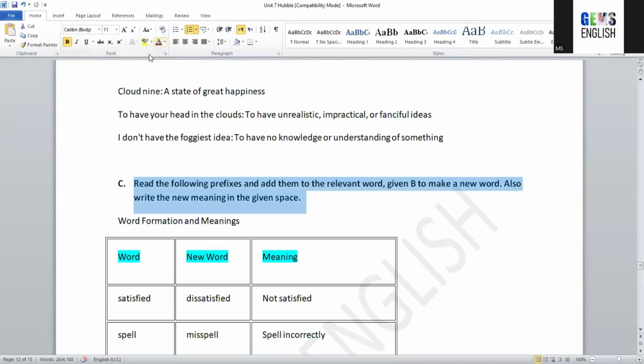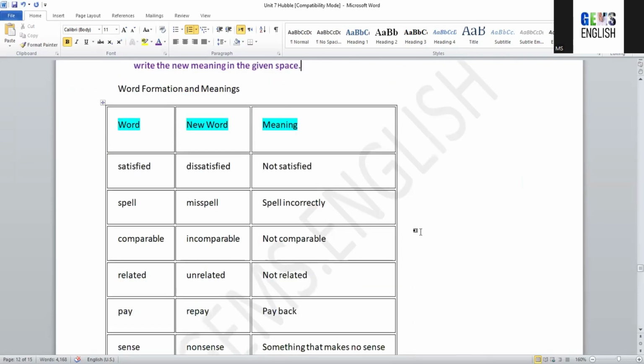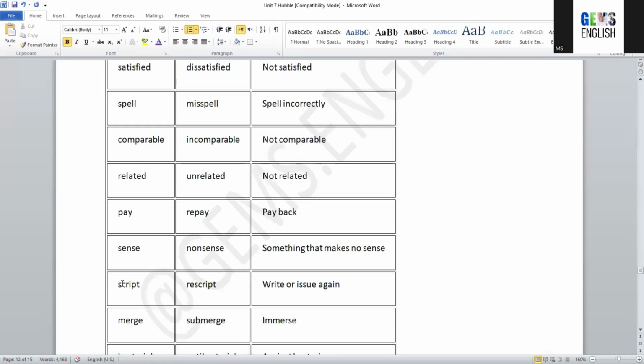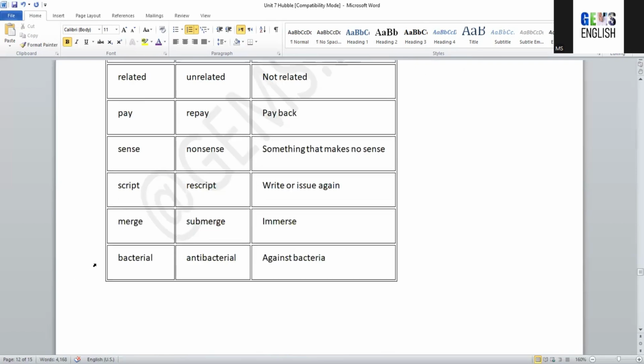C. Read the following prefixes and add them to the relevant word given in B to make a new word. Also write the new meaning in the given space. Word formation and meanings. Word, new word, meaning: satisfied, dissatisfied, not satisfied; spell, misspell, spell incorrectly; comparable, incomparable, not comparable; related, unrelated, not related; pay, repay, payback; sense, nonsense, something that makes no sense; script, rescript, write or issue again; merge, submerge, immerse; bacterial, antibacterial, against bacteria.